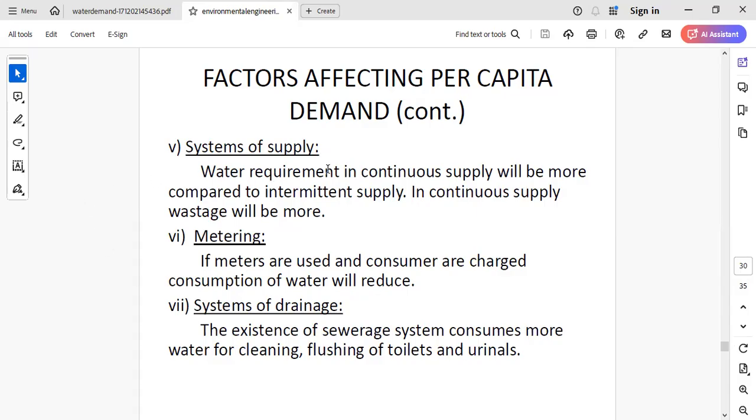The system of supply. If the supply is continuous, that means 24 hours supply, compared to intermittent supply the wastage will be more. Then metering. If meters are used and consumers are charged, the consumption of water will be reduced. In system of drainage, the existence of a sewerage system consumes more water for cleaning. In the case of Indian toilet and Western toilet, the flushing system requires more water.